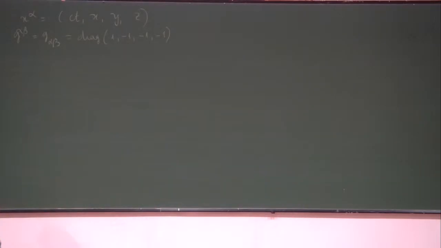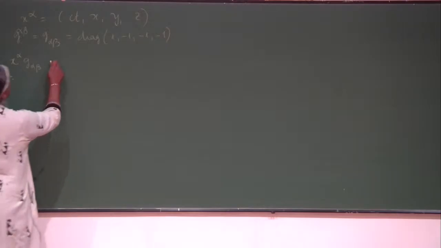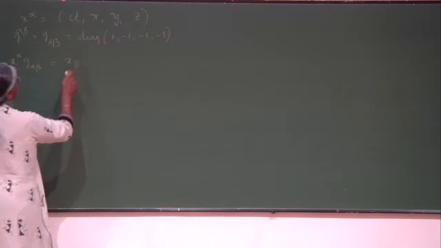So because of this, I can use G upper alpha beta or G lower alpha beta. G upper alpha beta will raise a covariant vector and G lower alpha beta will lower a contravariant vector. So if I make x alpha G alpha beta, alpha is summed over, beta is not. So what should I expect on the right hand side? I'll get x covariant beta. Now you can see the notation helps.